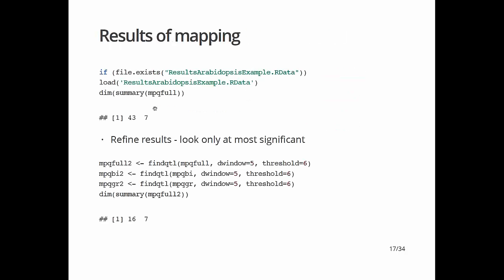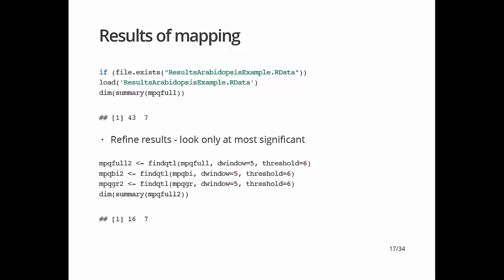So if we look at the summary of the MPQTL object for the full model, this finds something with 43 QTL. That seems like a lot. The reason for that is that by default, when it finds the peaks of the QTL profile, it's looking on a very fine scale. Now, we know that if we have peaks in our plot which are right next to each other, it's unlikely that they're separate QTL.